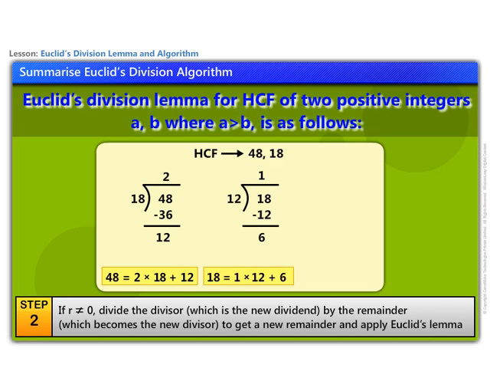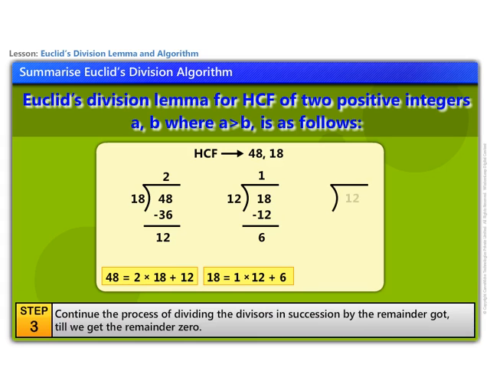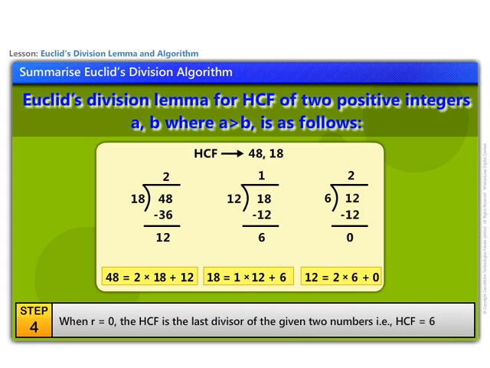Step 2. If the remainder is not equal to 0, divide the divisor, which is the new dividend, by the remainder, which becomes the new divisor, to get a new remainder, that is, apply Euclid's lemma to b and r. Step 3. Continue the process of dividing the divisors in succession by the remainder got till we get the remainder 0. Step 4. When the remainder is 0, the HCF is the last divisor of the given two numbers.